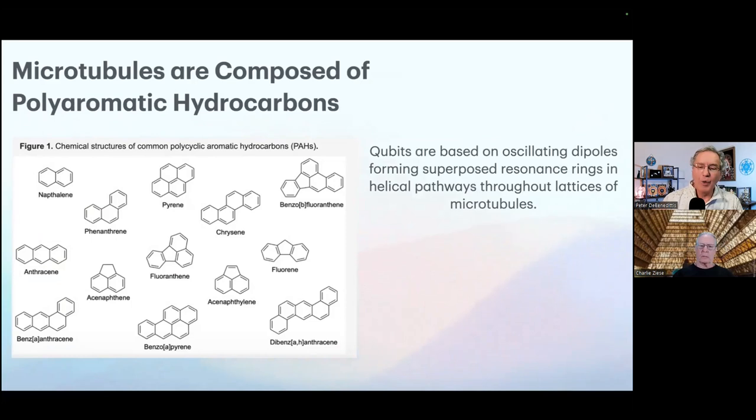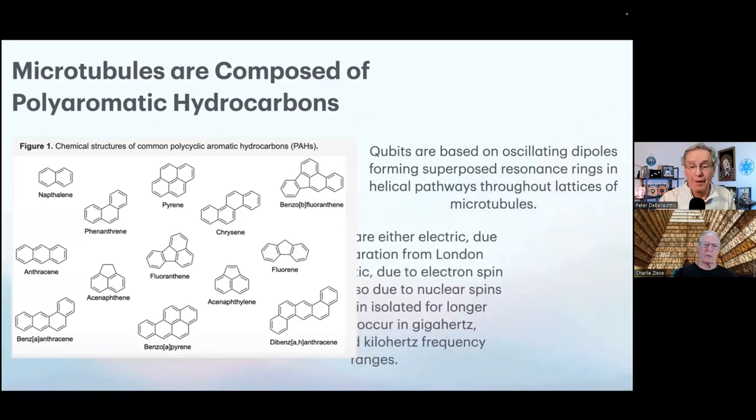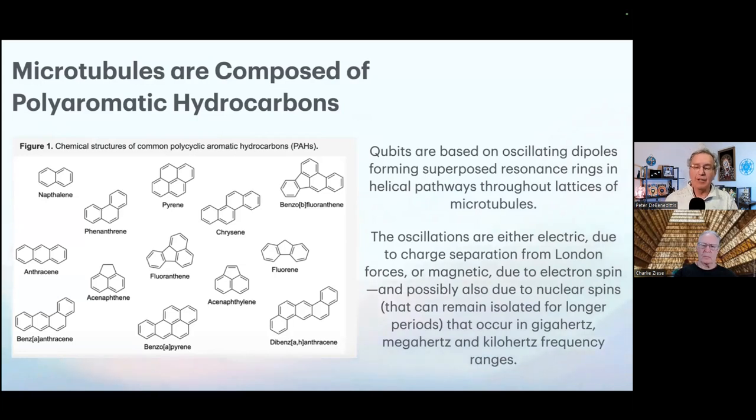Now, qubits are based on oscillating dipoles, all right, forming superimposed resonance rings in helical pathways through lattices of microtubules. So they get together in a lattice structure. They get put together one after the other after the other, and they oscillate. So sometimes the pluses are together like this, sometimes they're like that. And so they're in these different states of connection, but they're still all the same polyaromatic hydrocarbon. All right. So now these oscillations are either electric, okay, London forces, magnetic energy, or the spin. But there could also be oscillation due to nuclear spins, right?